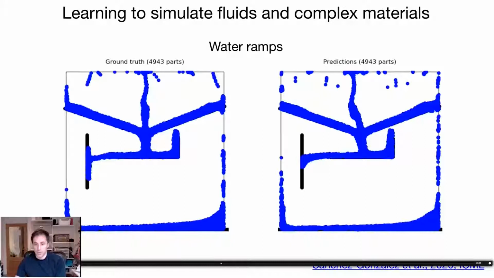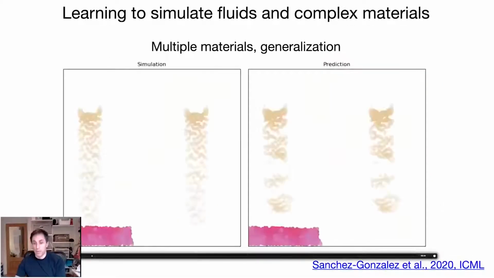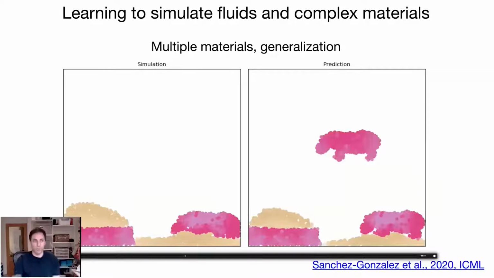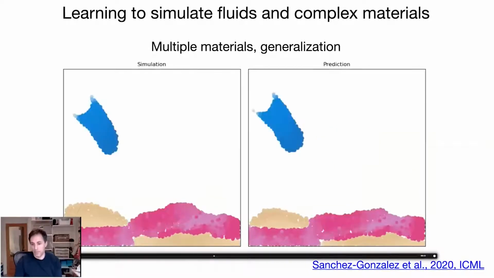And this one's the one I'm sort of most excited about. We can actually simulate multiple materials with this model. Now we give the material properties as attributes of the nodes that are being passed to the model.